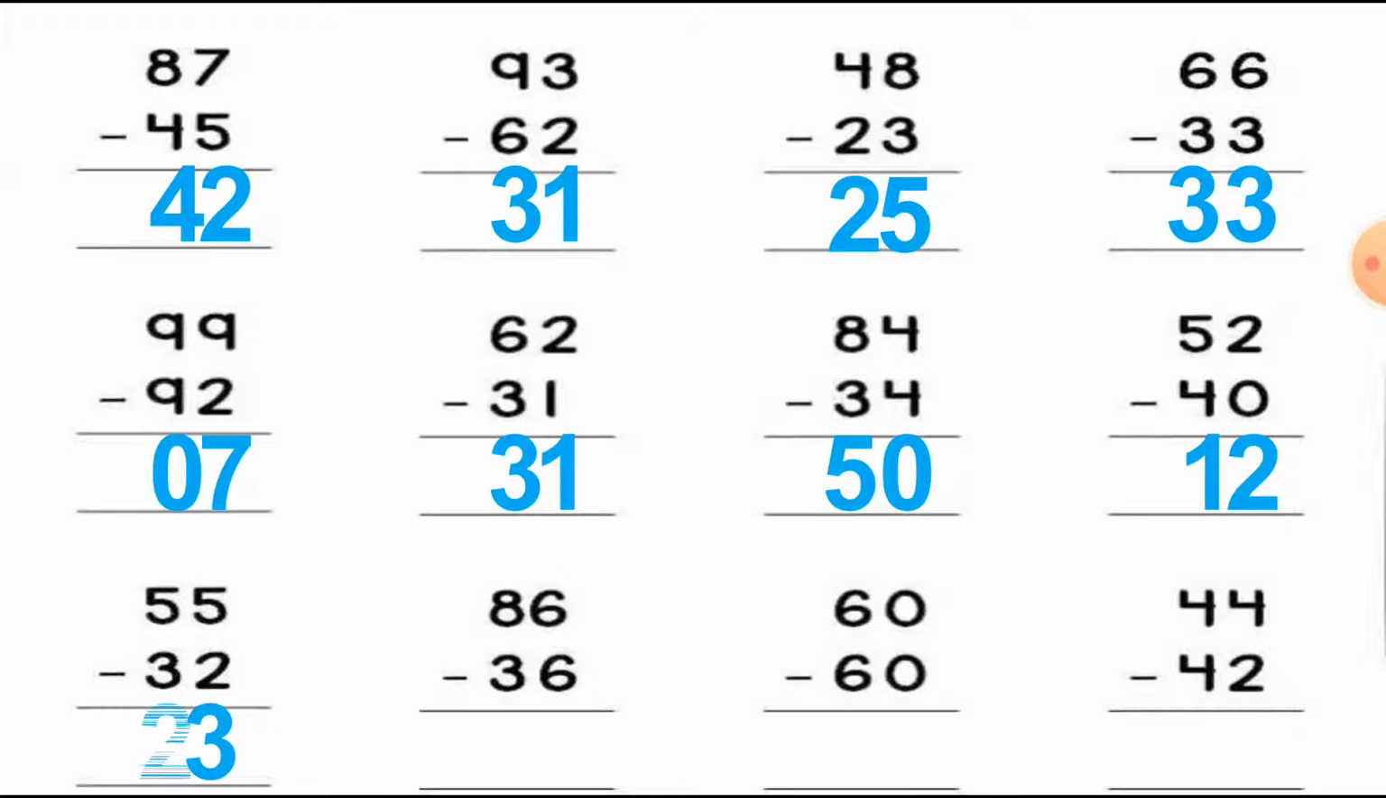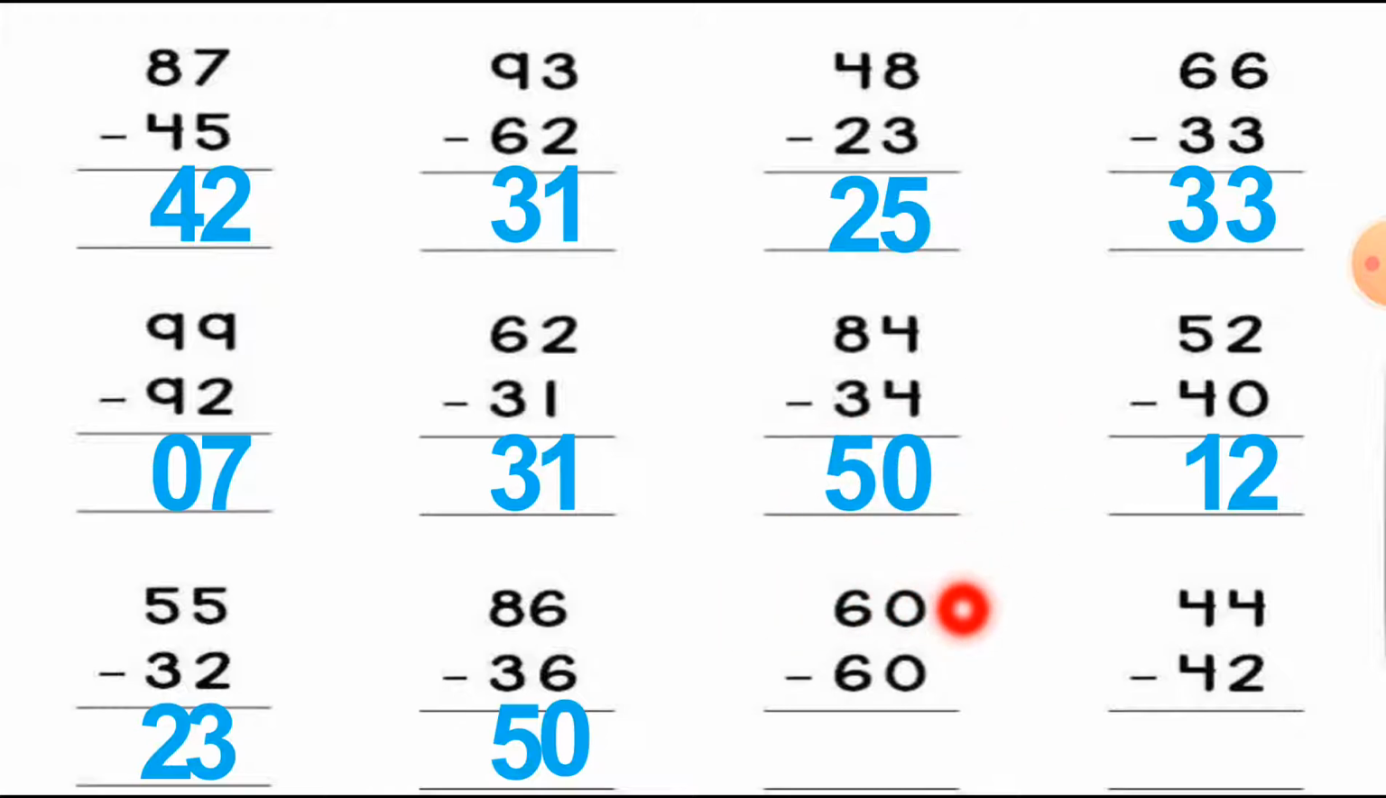So 5 minus 3 is equal to 2. Then 86 minus 36. In this, the ones column has 6 minus 6. This is an equal number. So 6 minus 6 is equal to 0. Now the tens column, 8 minus 3. So 8 is a big number and 3 is a small number. So 8 minus 3 is equal to 5.